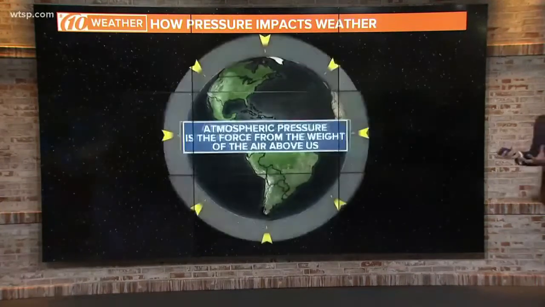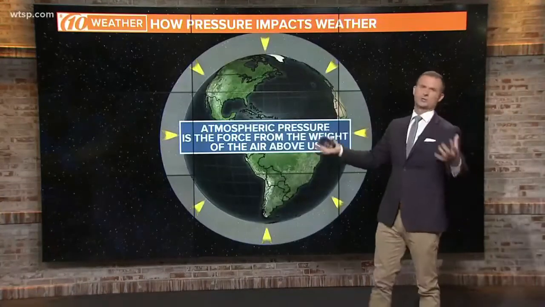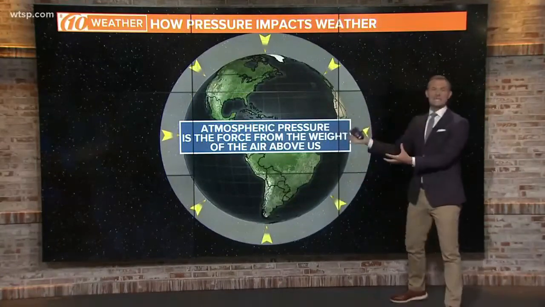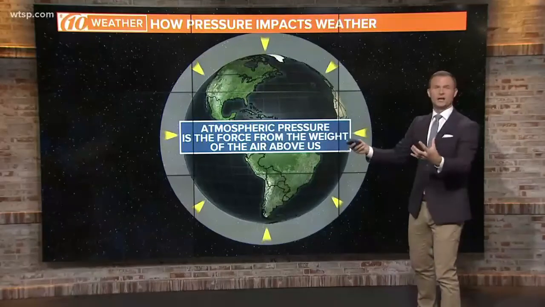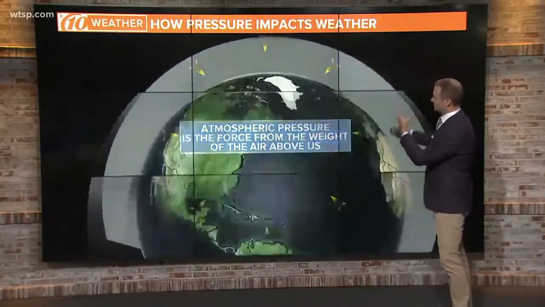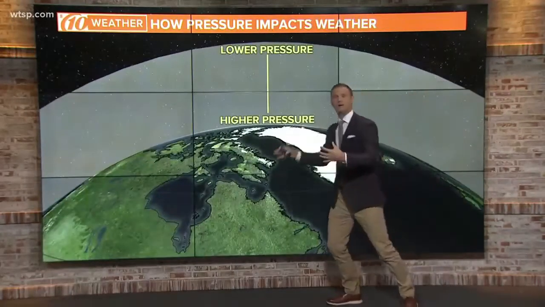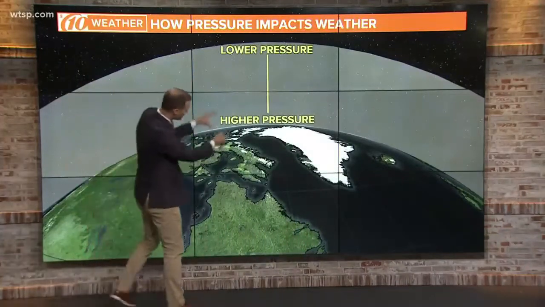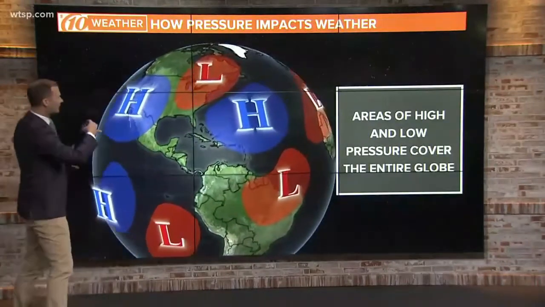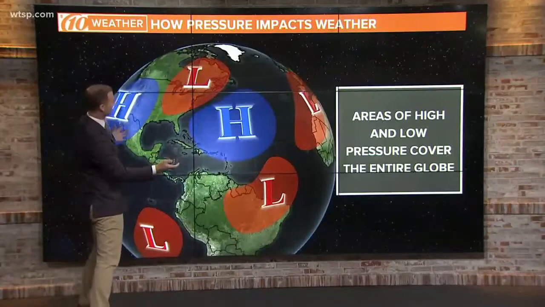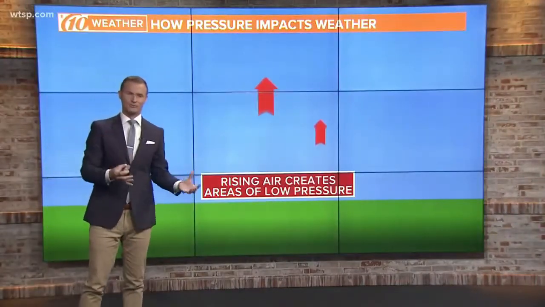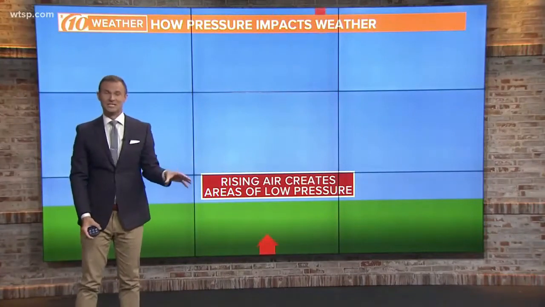What is air pressure? What in the world do we talk about when we talk about pressure in the atmosphere? Literally, the atmospheric pressure is the force from the weight of the atmosphere on us here on the surface. So as you get closer to the surface of the Earth, the pressure increases because there's more air on top of us to push down on us. And there are these areas of low and high pressure that cover the entire globe. It just depends on how the Earth is heated and cooled based upon different conditions on the ground.